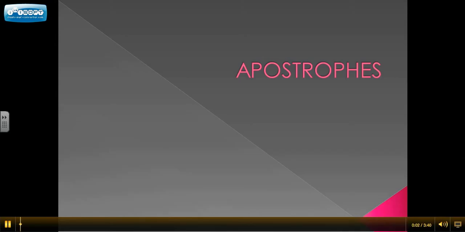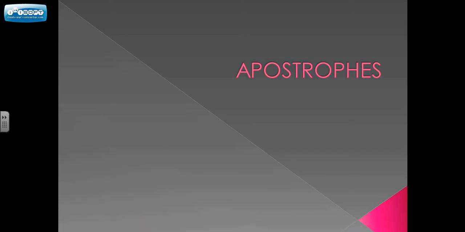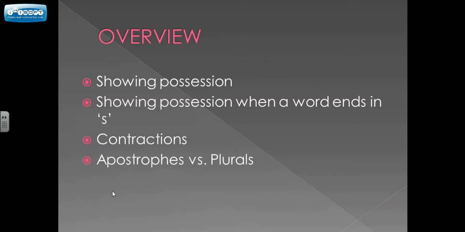Alright, hey everybody, today we're going to take a look at apostrophes. So we're still looking at our punctuation marks. Another common one is the apostrophe. Today we're going to take a look at a couple of different ways that they get used. So we're going to look at how to use apostrophes to show possession, how to show possession when a word ends in S. We're going to look at contractions, and then we're going to look at how apostrophes are different from just having a plural word.